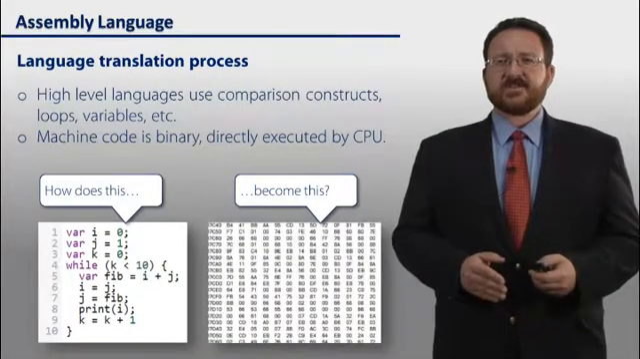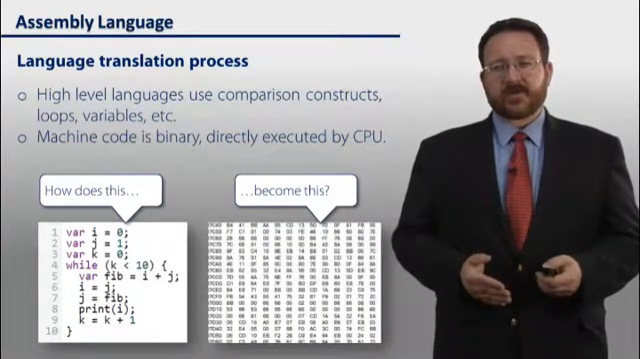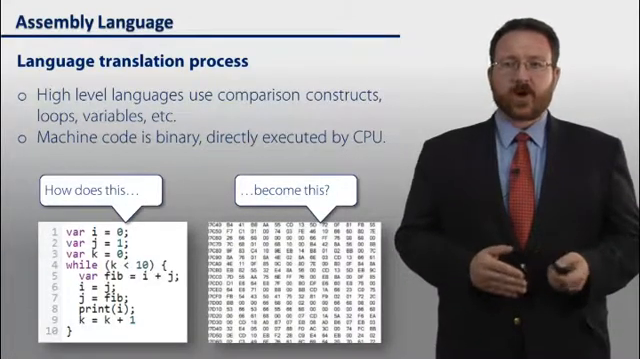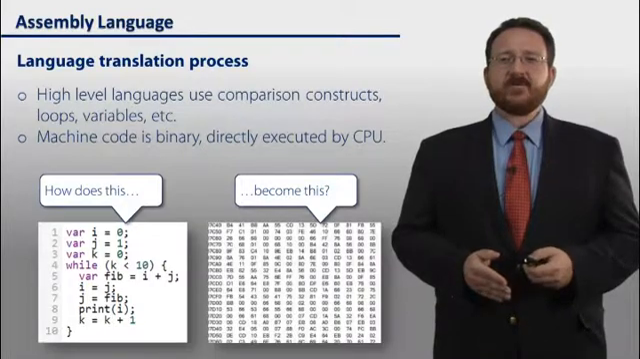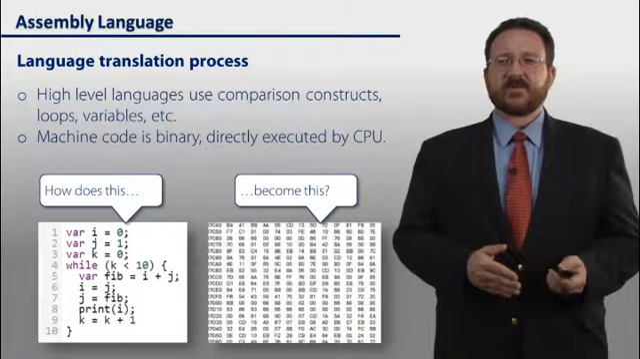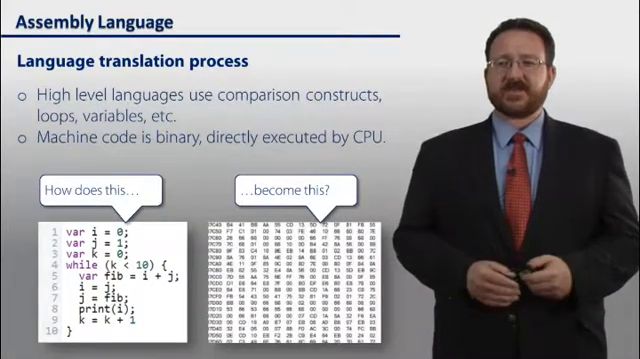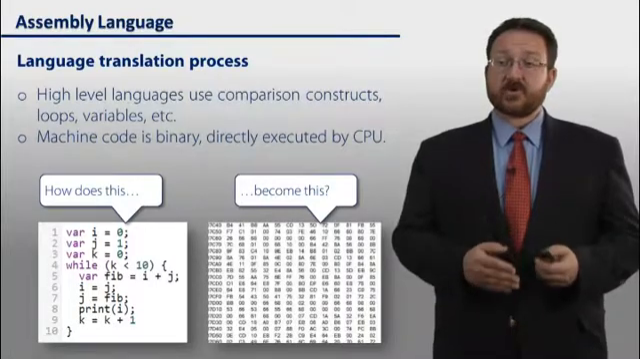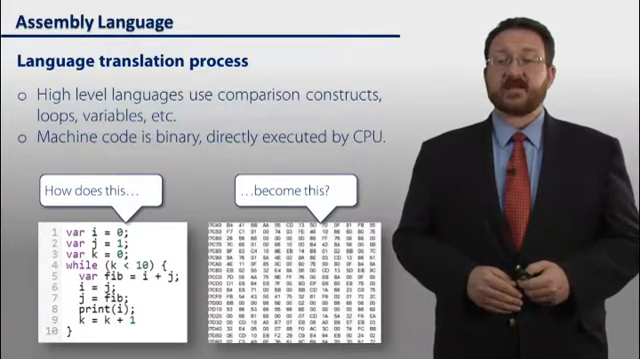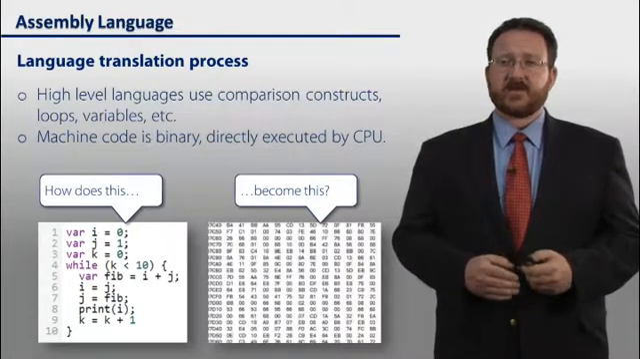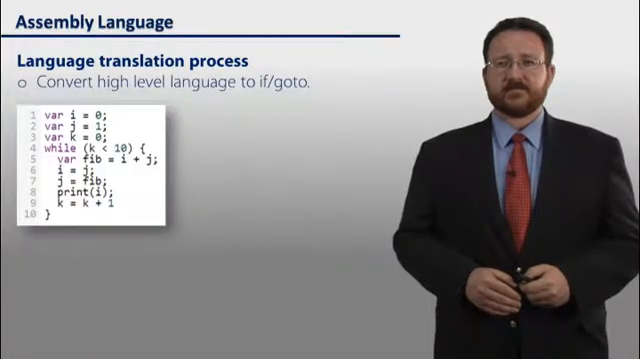So the question is, if we're used to programming in high-level language constructs like while loops and if statements, how does the code on the left become the code on the right that the machine can execute directly? And so let's walk through an example of translating this code by hand so that we can understand the process.